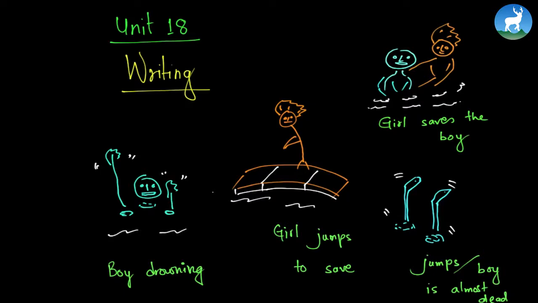We have four different pictures. I tried to draw them more or less exactly, but it's quite tough. Now let's see, we have the first picture. Here we have a boy who is drowning. In the second picture, the girl sees the boy and tries to save him. In the third picture, the boy is almost dead. Look at his legs. And the girl jumps to save the boy. In the last picture, the fourth picture, the girl actually saves the boy.